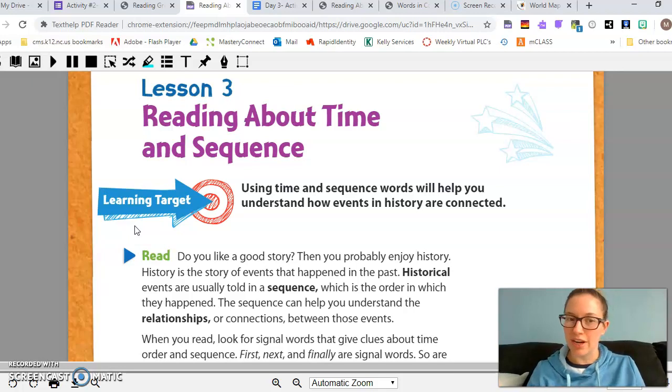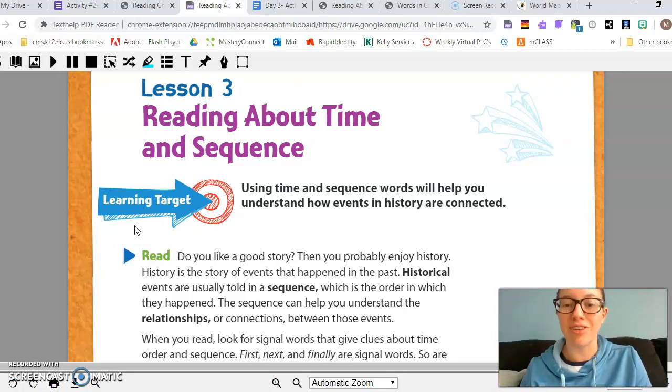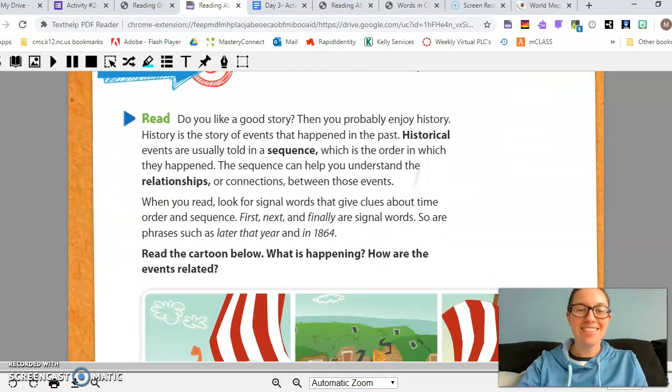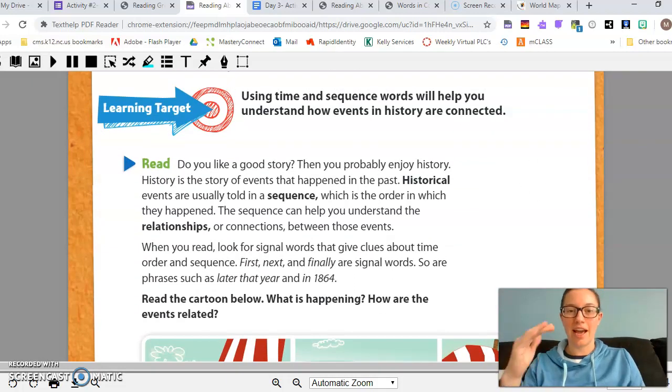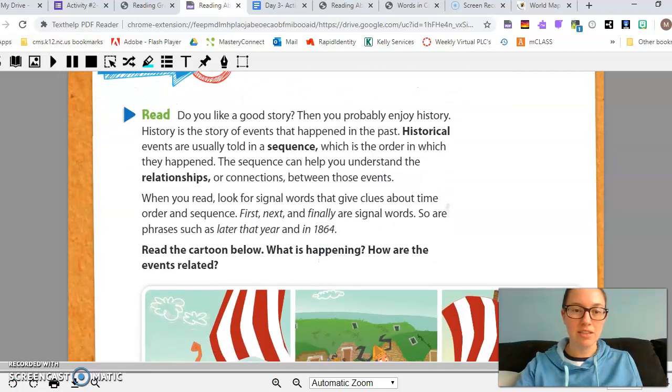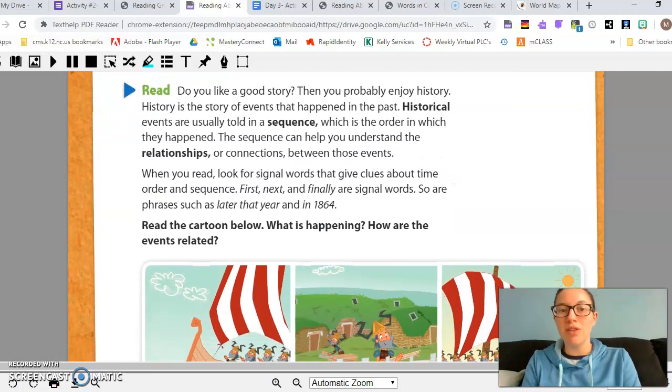And let's read the learning target. Using time and sequence words will help you understand how events in a story are connected, or events in history are connected. Sorry, guys. So that's what we're going to be working on. We're going to be understanding how those time and sequence words help us understand events and how those events are connected. So this blurb says, do you like a good story?